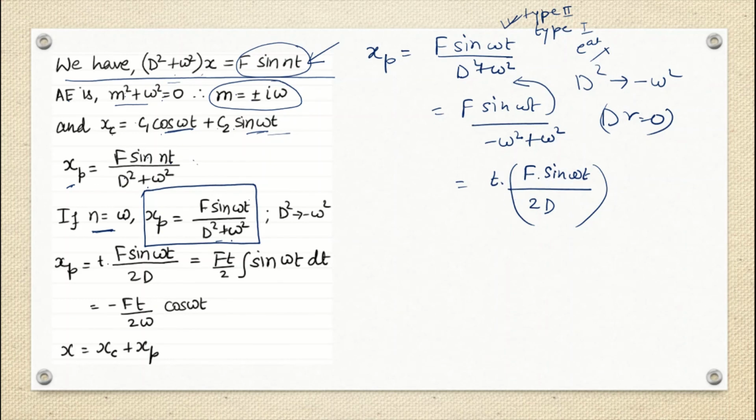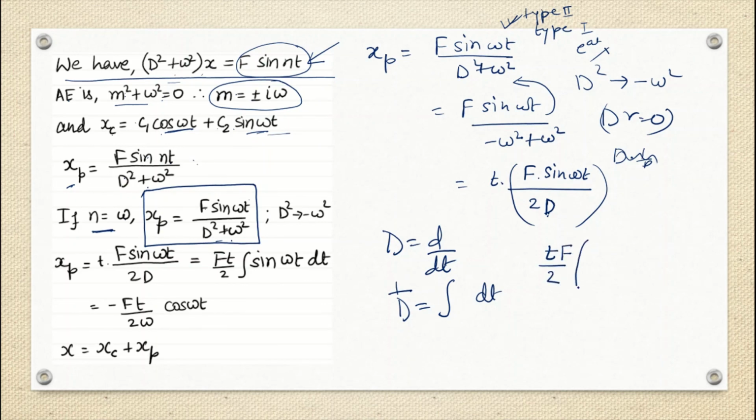Now, again, what we have to see is that one term is still present. This d is present here. We say that my job is done to find PI when we don't see any d operator in either the numerator or denominator. But here we see that the denominator contains d. So we know that d is d by dt. Similarly, we know that 1 by d is integration with respect to t. So this is your 1 by d, and this is your t by 2. Even f is a constant, so I am taking it outside. So you can write 1 by d into sine omega t.